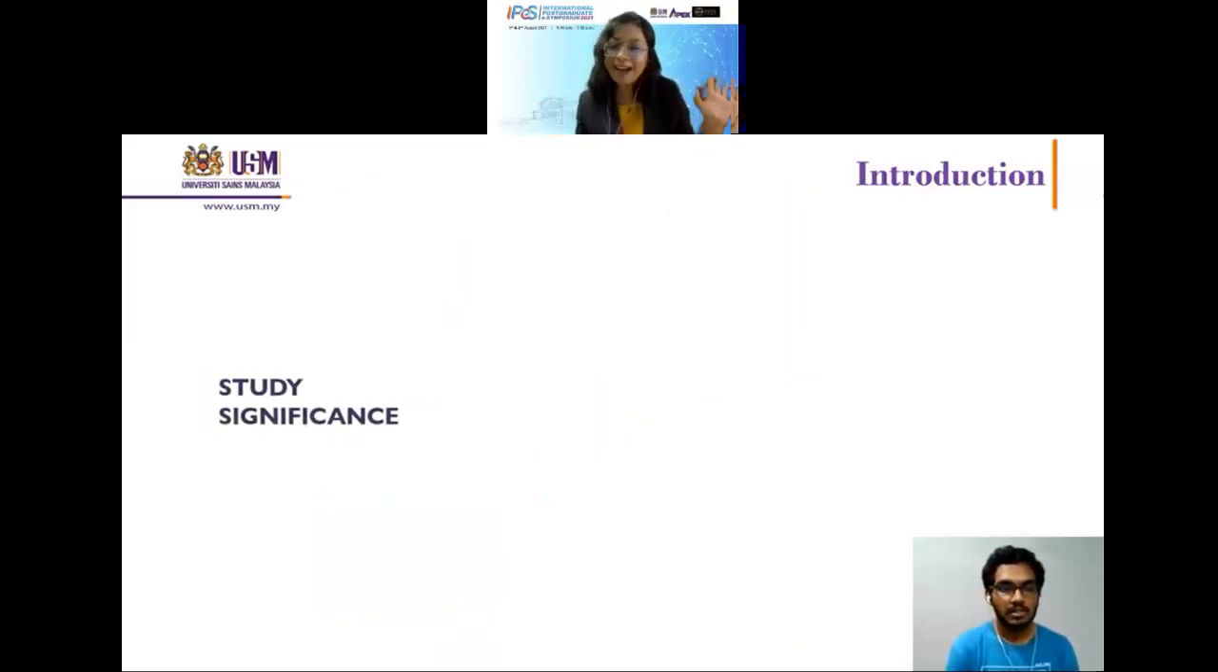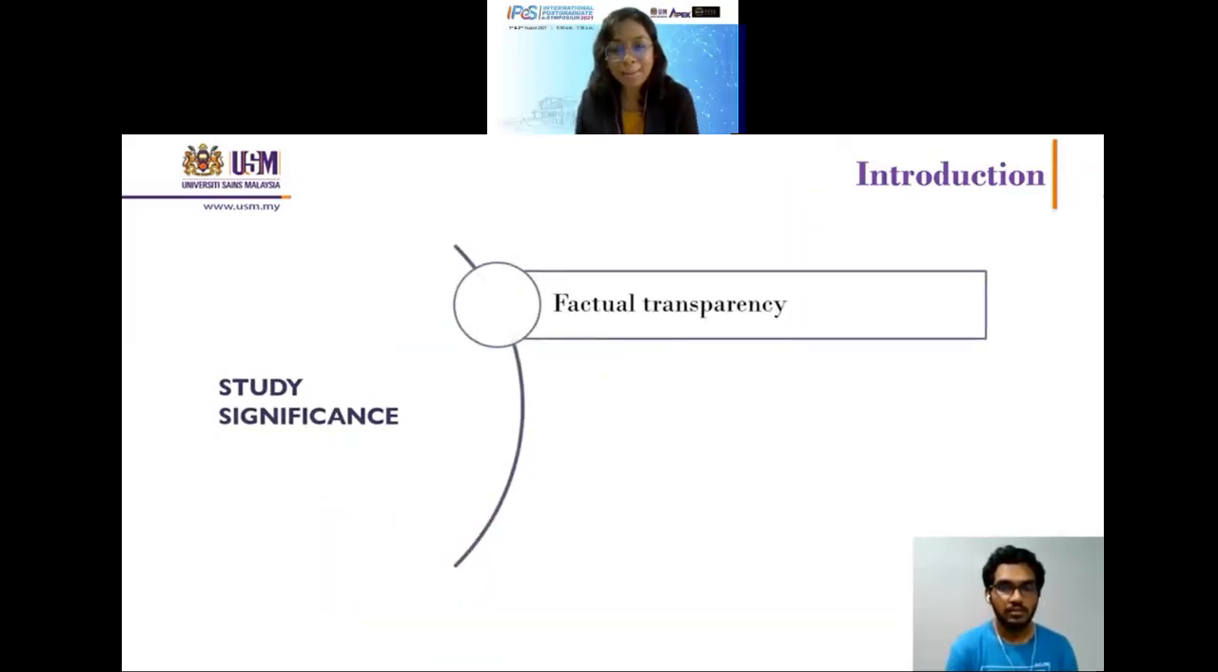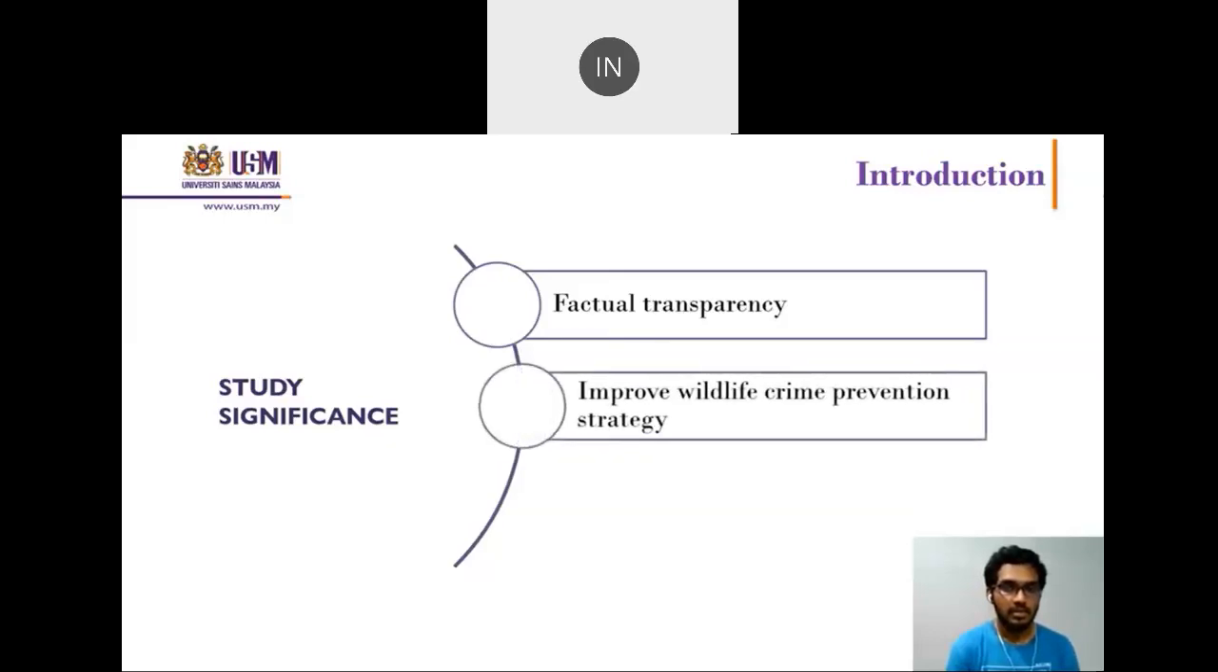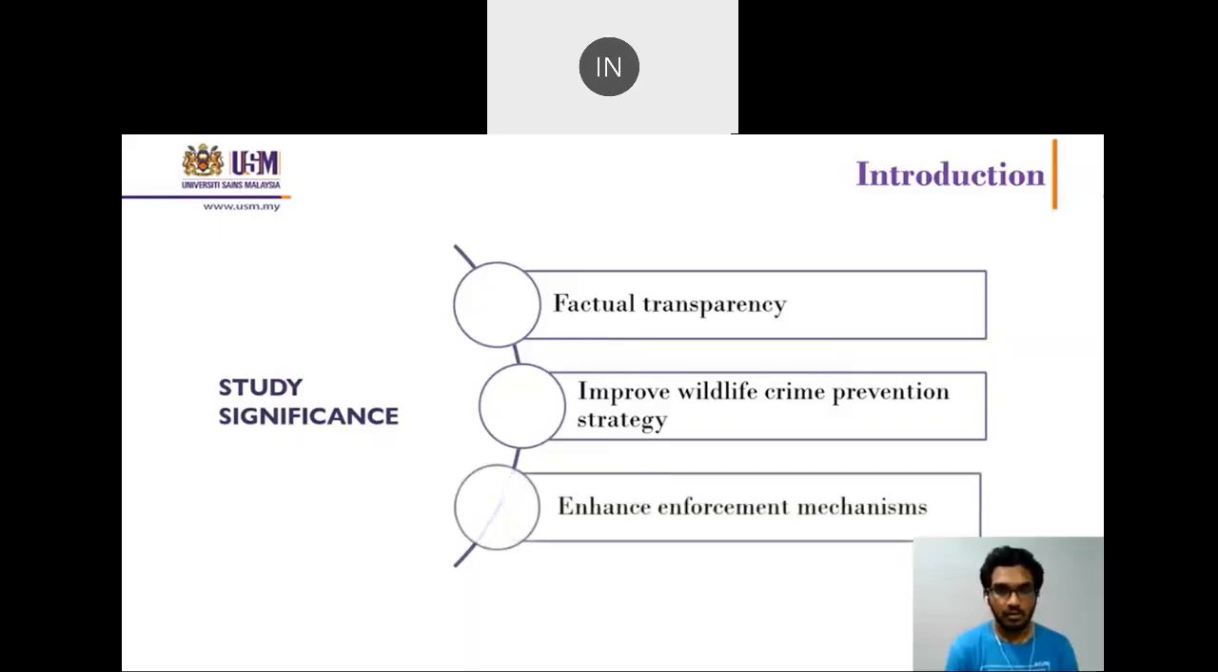There are three study significances. First is the factual transparency, where more information and attributes contributing to the transnational wildlife crime can be identified through content analysis. And second, the study significance is to improve wildlife crime prevention strategies through the information attained from the online news reports. Third is to enhance enforcement mechanisms.